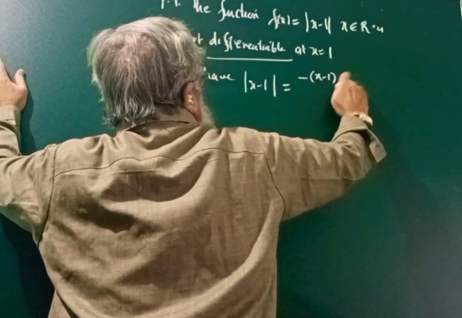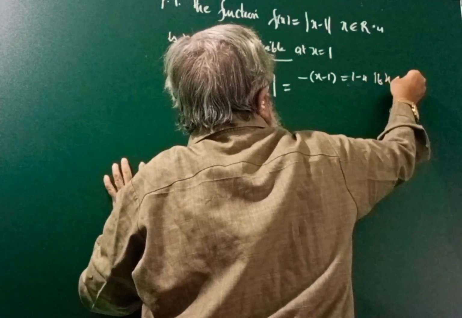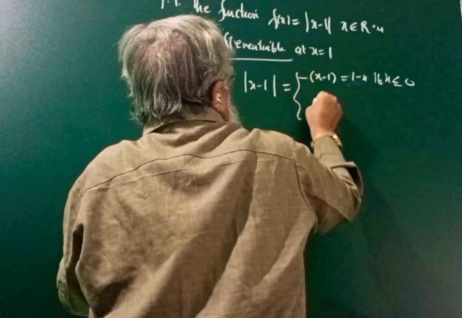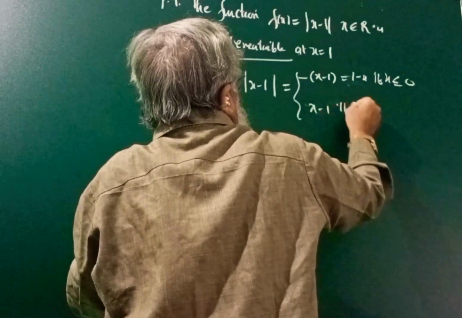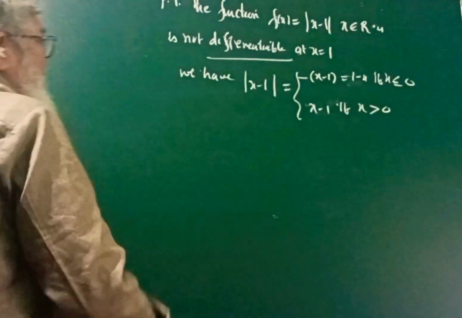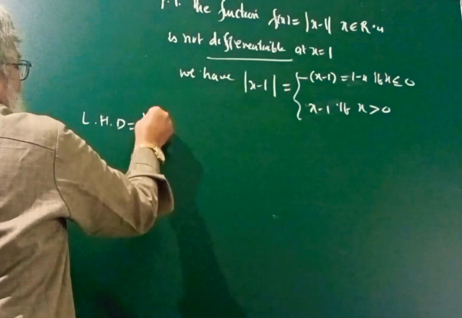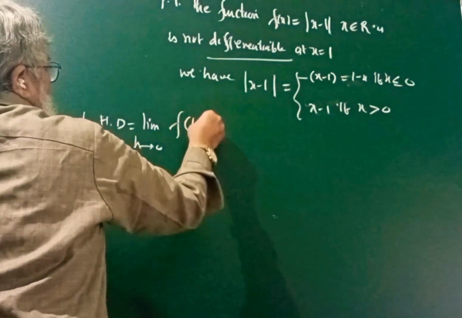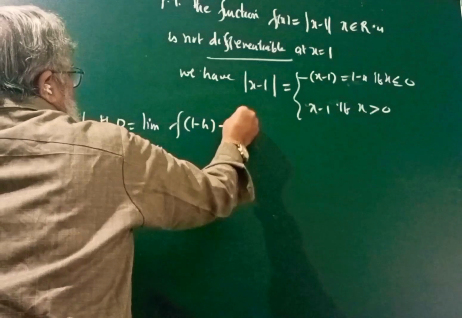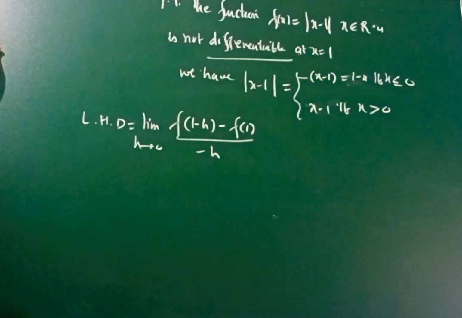or we can write it as 1 minus x if x is less than or equal to 1. It is equal to 0 at x equal to 1, it is x minus 1 if x is greater than 1. This is the definition. Now let us take the left hand derivative. Left hand derivative of this f(x) is limit h tends to 0 of f of 1 minus h minus f of 1 divided by minus h. That is the left hand derivative.